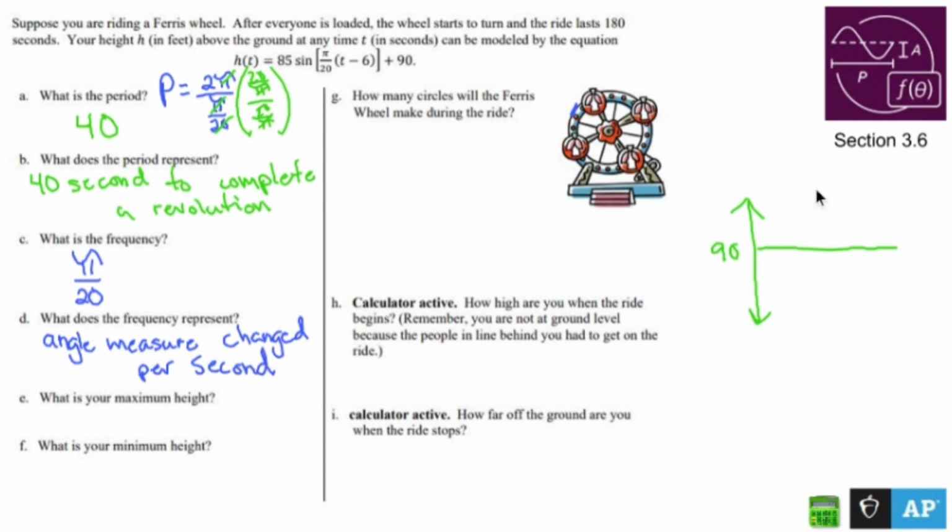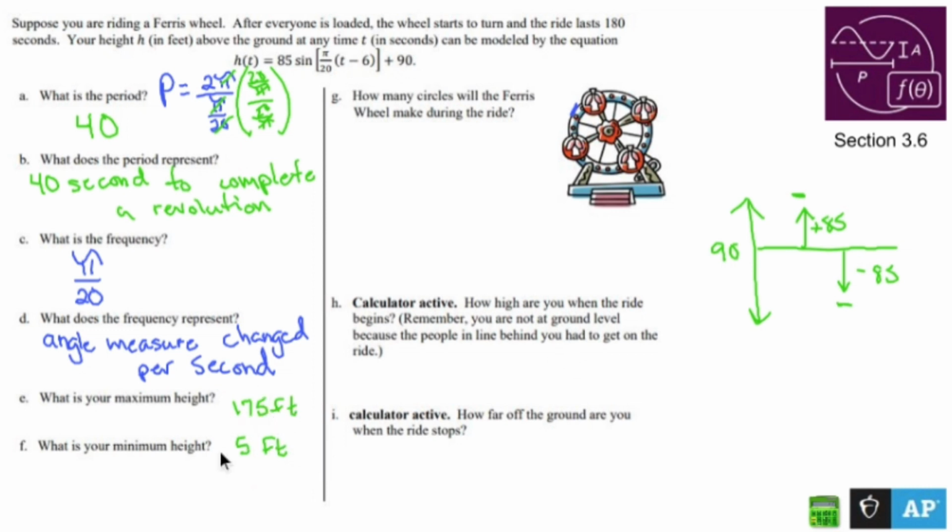So since the amplitude is 85, that means we're going to have a maximum height somewhere here at 85 plus 90. And then we're going to have a minimum height at somewhere minus 85. So the maximum height is going to be 90 plus 85, which is 175 feet. And the minimum height is going to be 90 minus 85, which is going to be 5 feet.